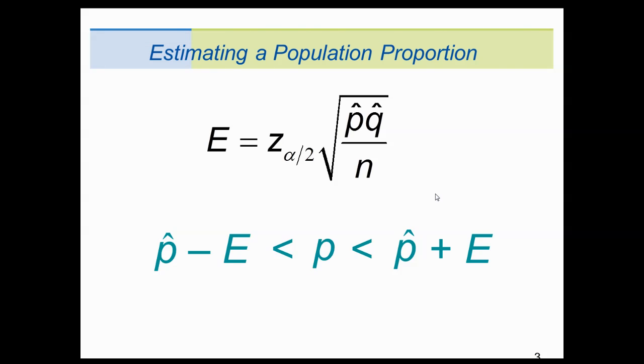Well, in section 7.3, we're now trying to estimate a population proportion. So we still need to find an error, and our point estimate is going to be called p hat. We're going to subtract the error from p hat to find a lower bound and add the error to the p hat, this point estimate, to find the upper level. We still need to calculate an error.